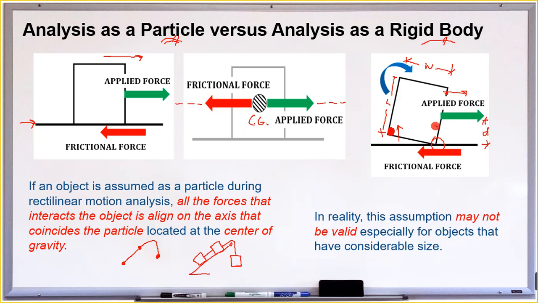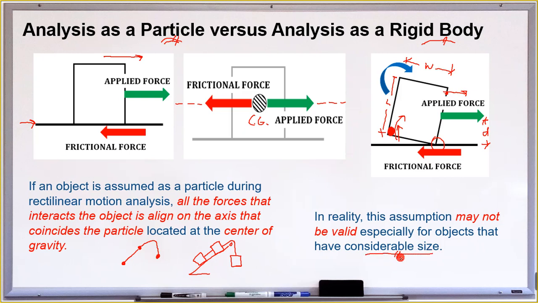moves parallel, meaning all of its particles. However, in this case, it is no longer pure translation because particles have rotated about a certain axis. Okay, so that is why this assumption fails if the object has a considerable size.